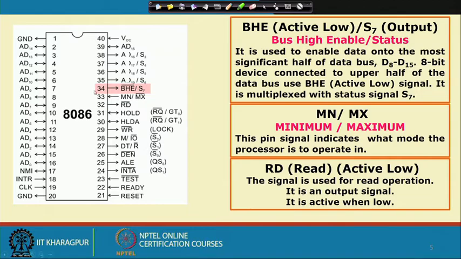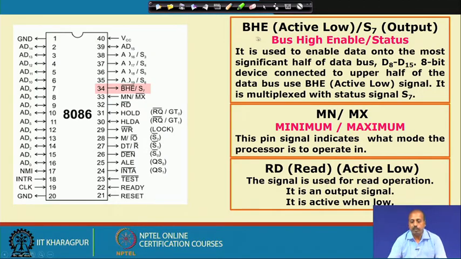There is another signal, which is BHE bar, bus high enable, or the status S7. BHE stands for bus high enable. It is used to enable data onto the most significant half of the data bus, D8 to D15. When data is available on the higher order data bus D8 to D15, this BHE bar signal will be low, telling the device connected to D8 to D15 that data is available there.